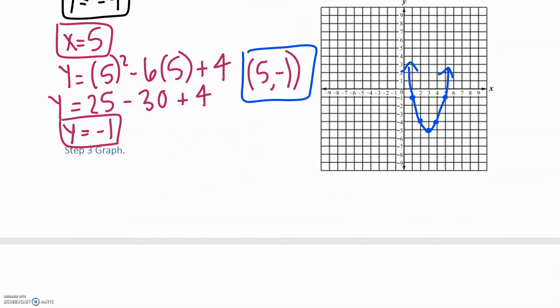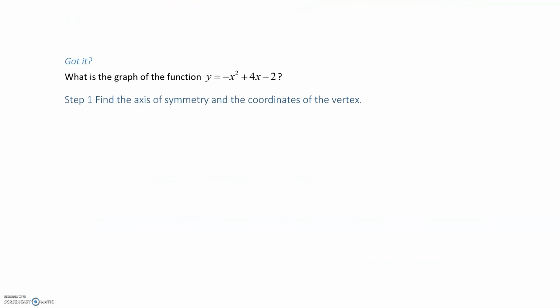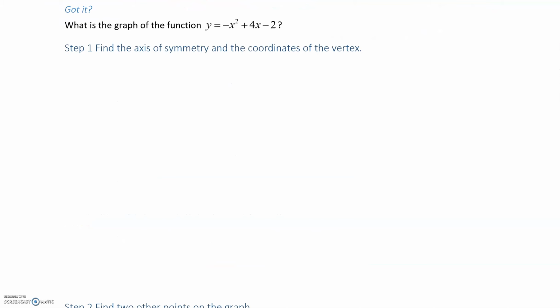So I want you, if you feel comfortable, to go ahead and start the got it problem. It looks exactly like the one before. So go ahead and pause the video and work on the got it problem. Once you're finished, you're good to come back.